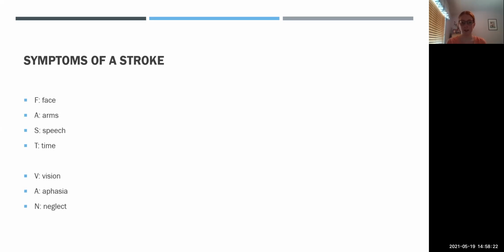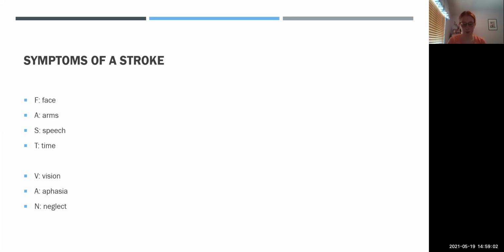Now for VAN, it stands for vision, aphasia, and neglect. So if the person is having double vision, if they're seeing little black spots in their field of vision, or if they're having some vision problems. Now for aphasia, they're confused about where they are or what an object is. If you hold up an object like a pencil or a pen and you ask them to name the object, they won't. They'll have some confusion about what the name is or what the use of that object is.